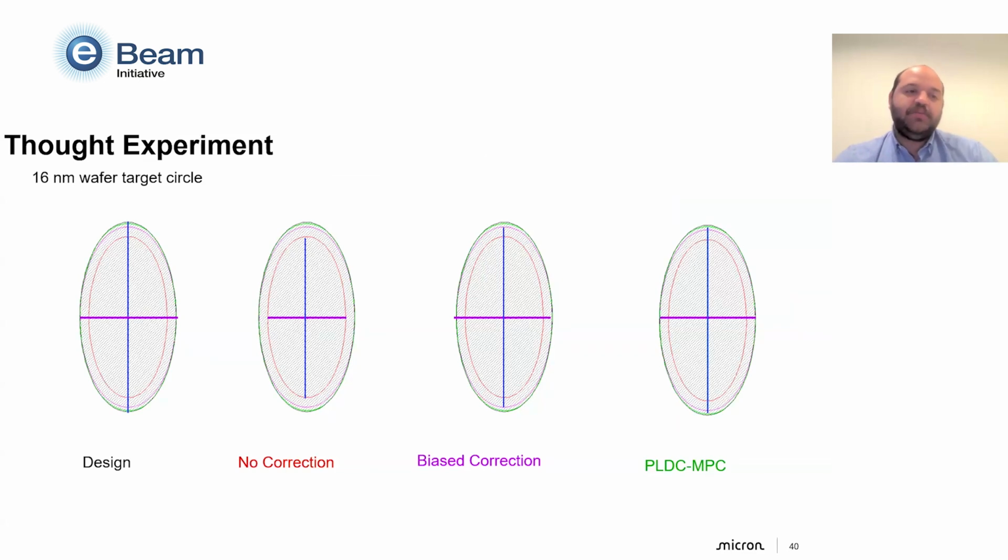So here's a quick thought experiment using this 16 nanometer wafer target circle. We have our design ellipse compared to no correction, compared to the bias correction, compared to PLDC-MPC. So these numbers are taken from the PLDC emulator we discussed further, and we'll just run this through a thought experiment of anamorphic stretch down to wafer.